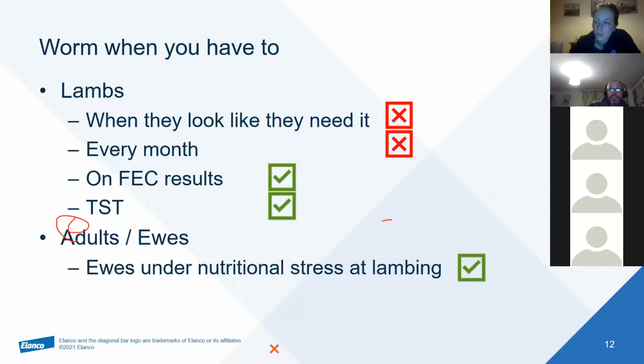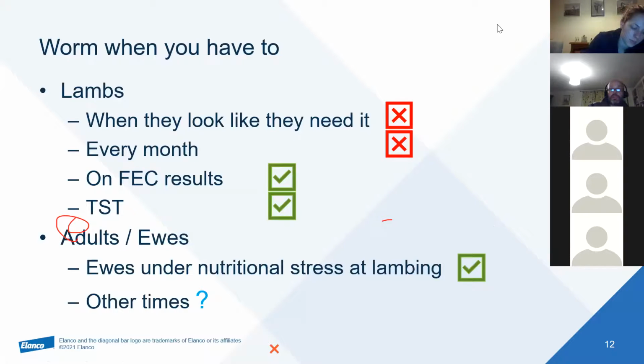So that's one thing. Other times for adult sheep, I would say probably not, unless you've got a worm egg count that says they've got a problem. So that's possibly quite a lot different than you're doing at the moment. And there's a good reason to think about changing.